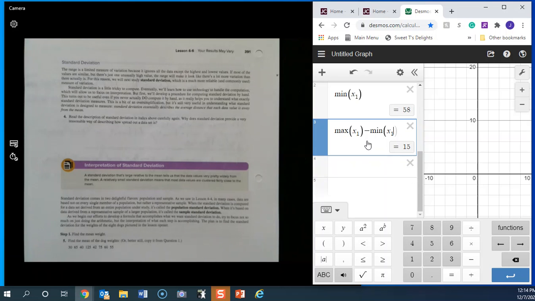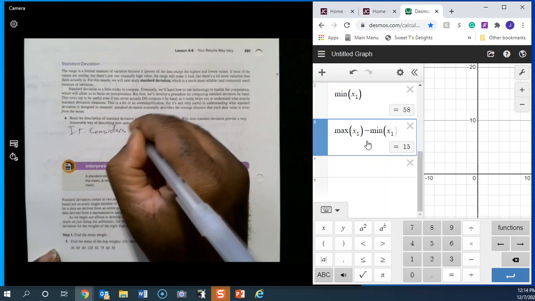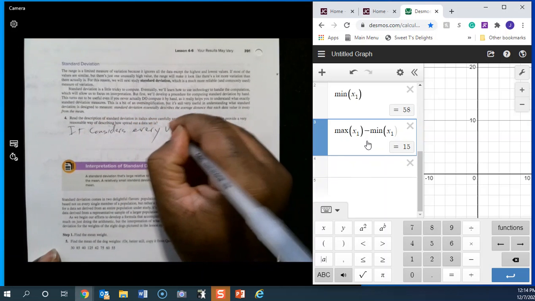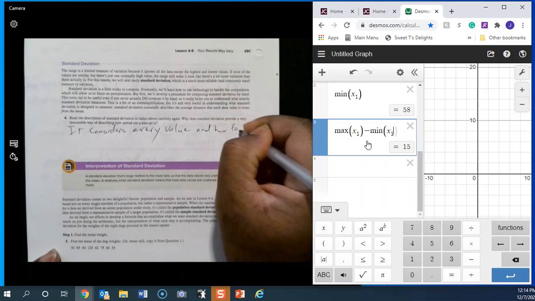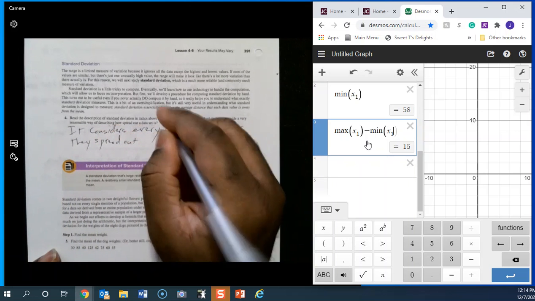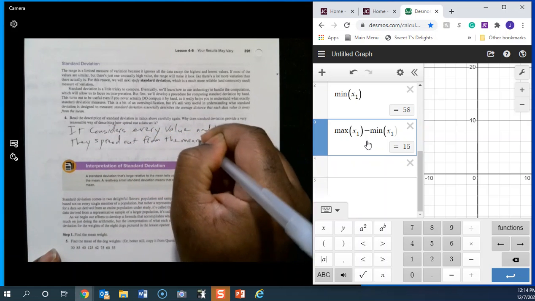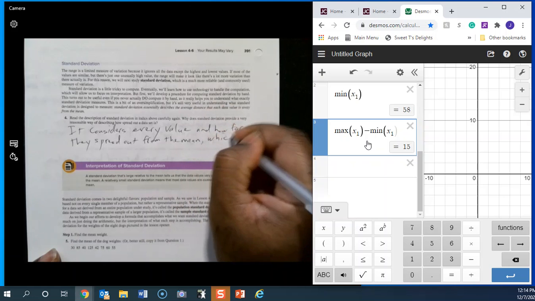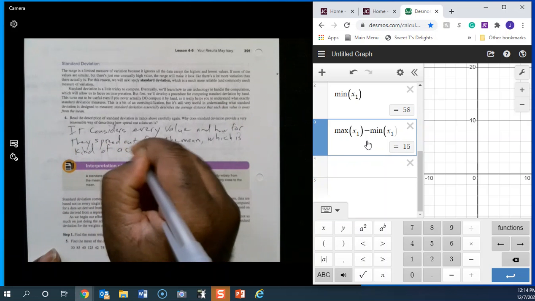Why does standard deviation provide a very reasonable way of describing how spread out a data set is? This is because it considers every value and how far they spread out from the mean, which is kind of a center value.